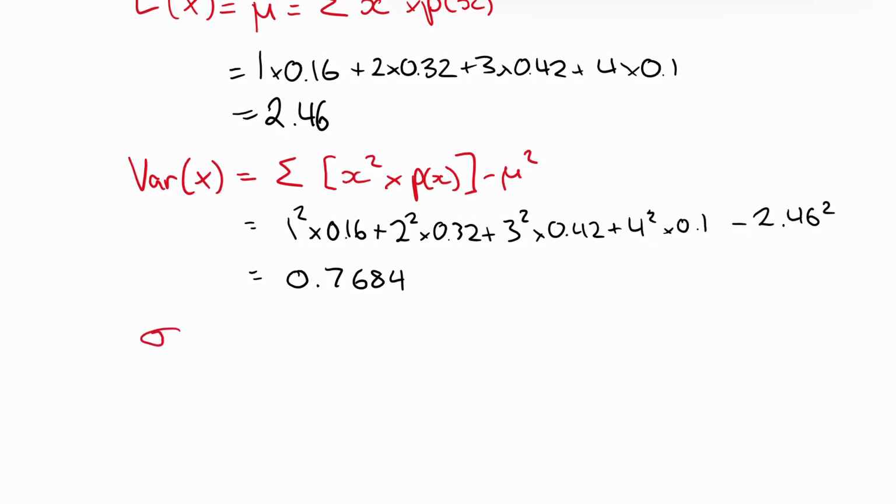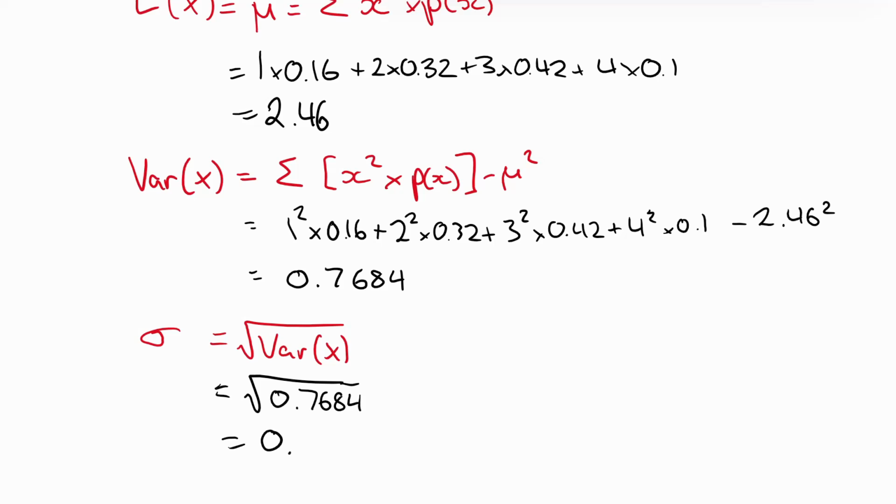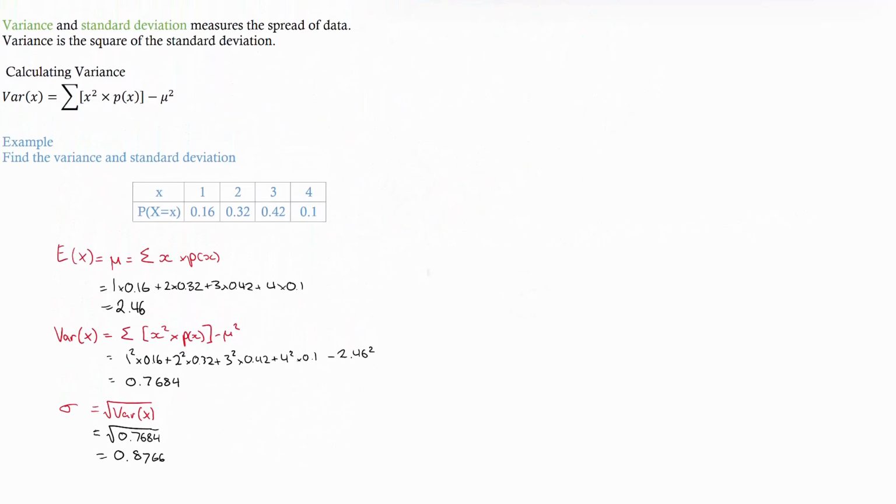Alright, now we need to find our standard deviation. So that's our standard deviation symbol, and that's going to be the square root of our variance, of our var x. So what we need to do is square root 0.7684, and we end up with 0.8766. Those are rounded.